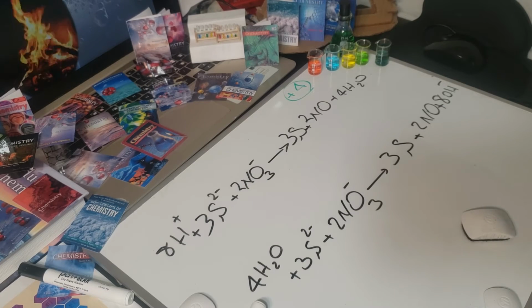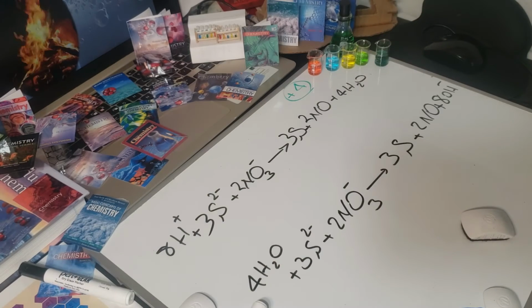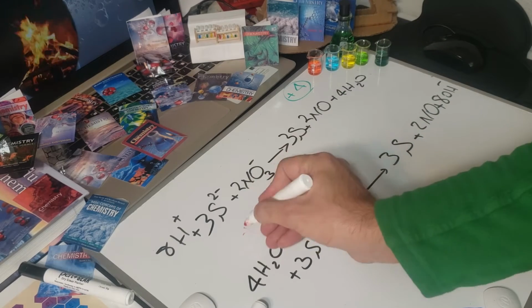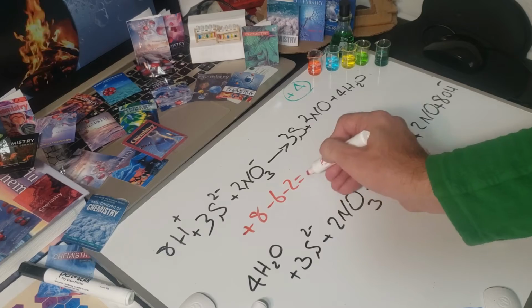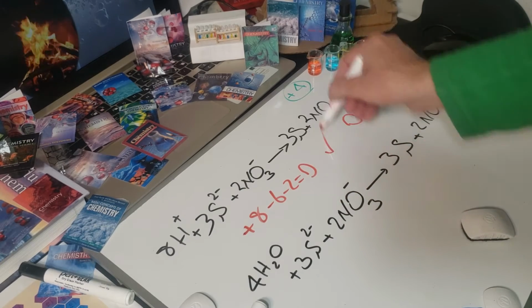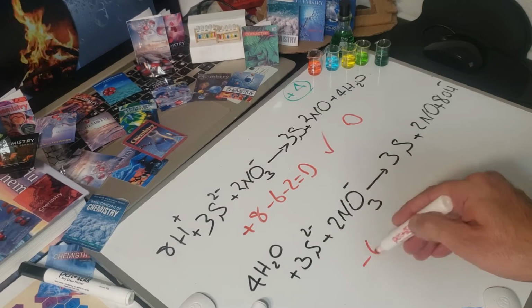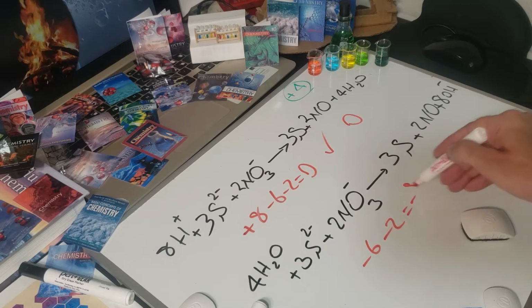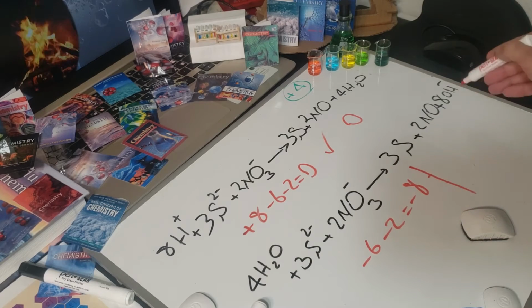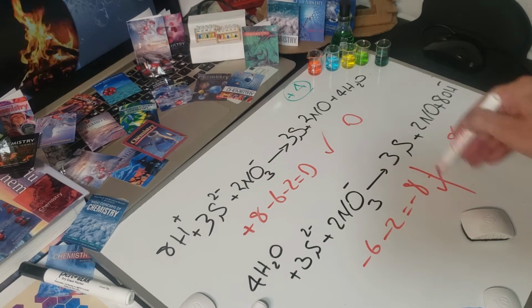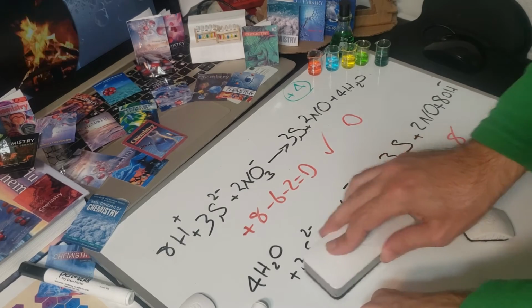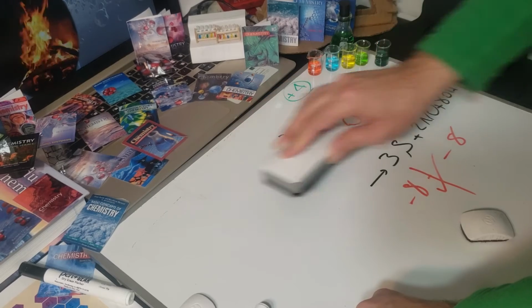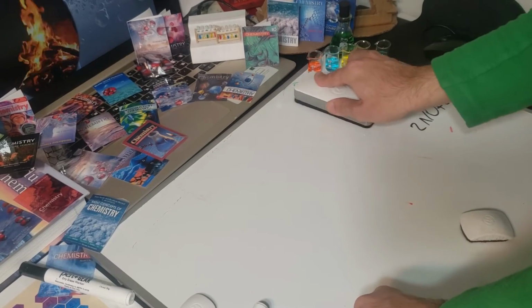And then let's just check the charges. So I have plus 8 minus 6 minus 2, so 0, and also 0, charges balanced. Minus 6 minus 2, it's minus 8. On this side I have 8, so minus 8, charges also balanced. So I have done a good job on this one. Let's move on to another example.